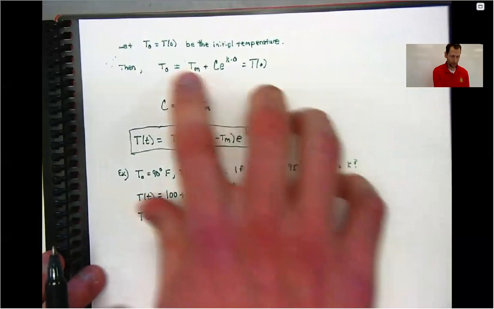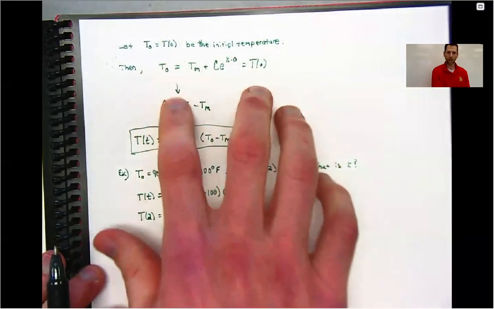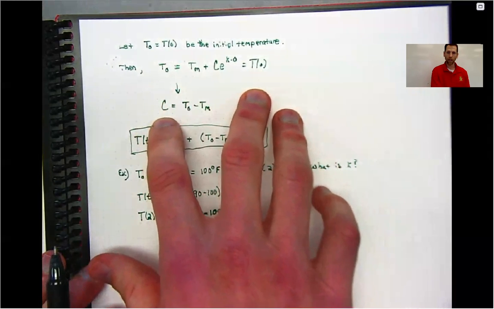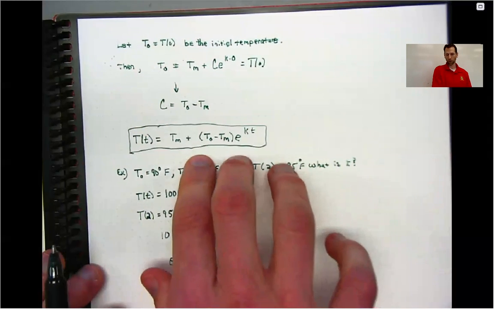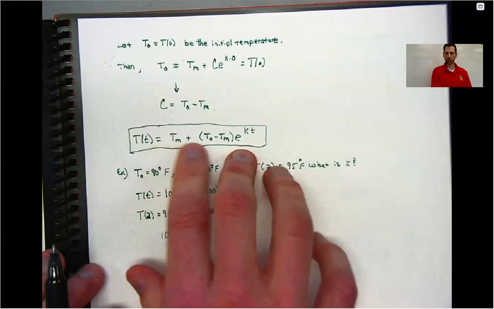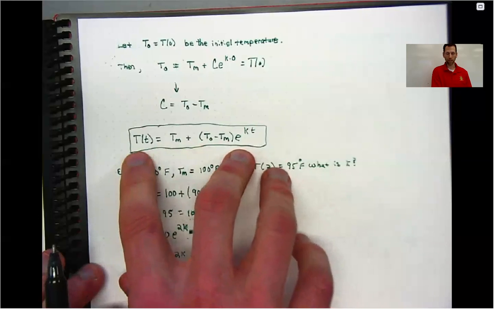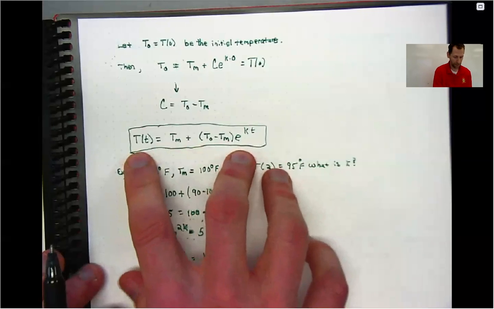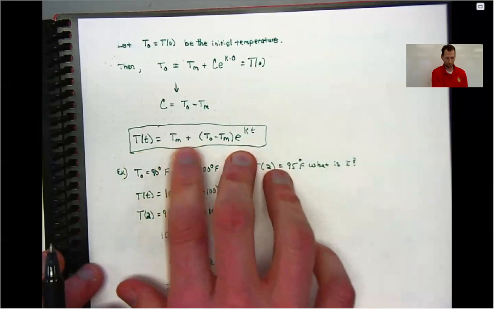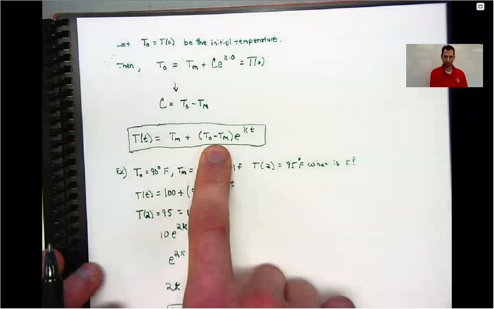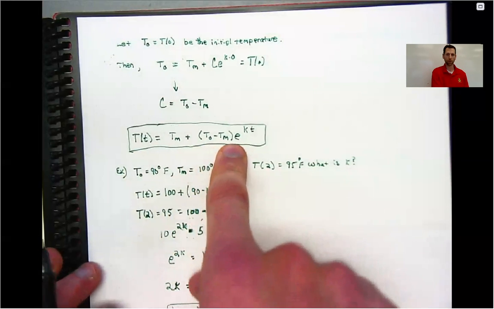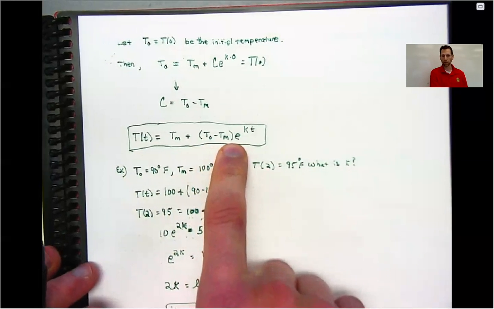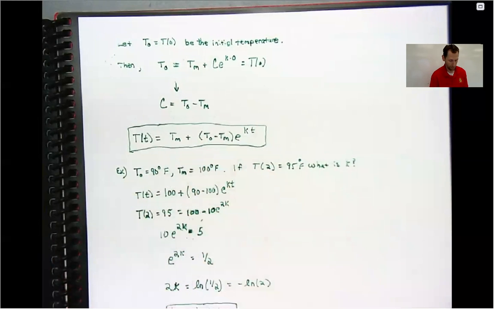If I have an initial temperature, you can pin down the C and write down a solution like this: the temperature of the object is equal to the outside temperature plus the deviation from the outside temperature times an exponential term decaying toward that outside temperature. So here's an example of how we might find the insulation factor of a particular material.